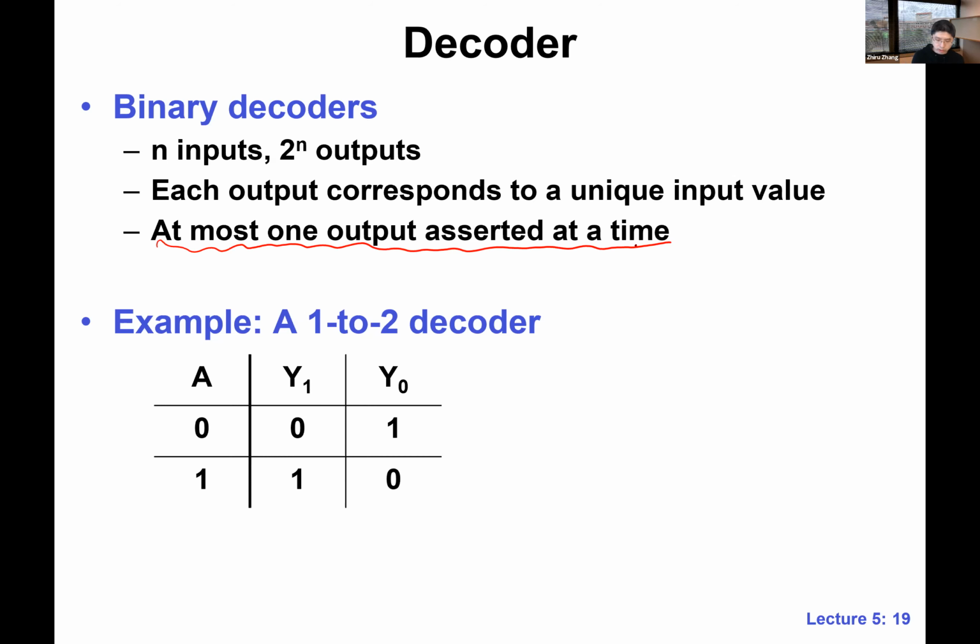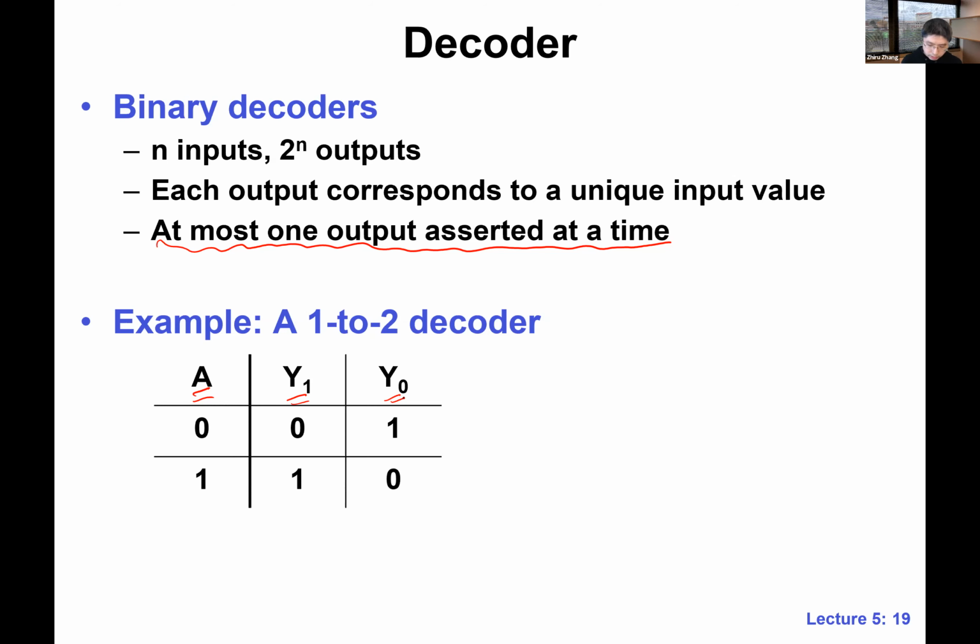So let's try to be more concrete by looking at a very concrete case. This is the simplest kind of decoder, a 1 to 2 decoder. I have one input, a 1-bit input A. And we have 2 to the n, so we have 2 outputs. One is called Y1, the other one is Y0. Think of this as 2 output lines. With this decoder, given an input, at most one of the output lines will be hot, or asserted, or 1. That's why we call this one-hot decoding.